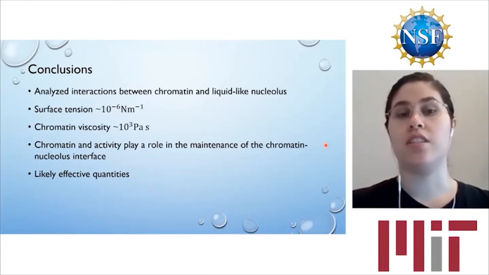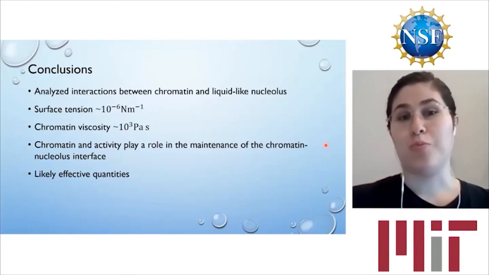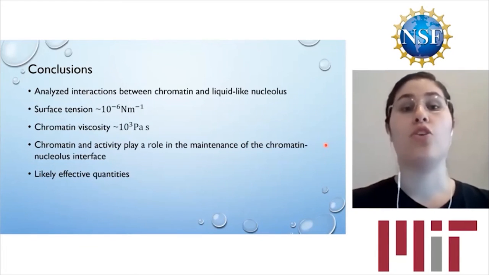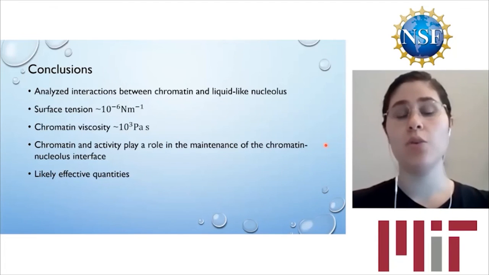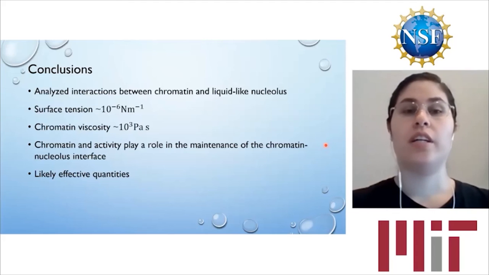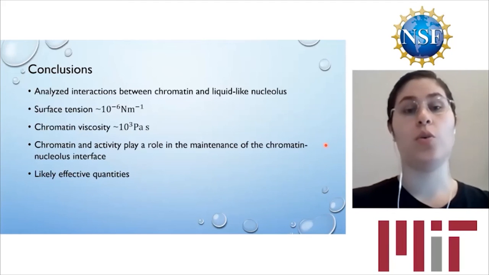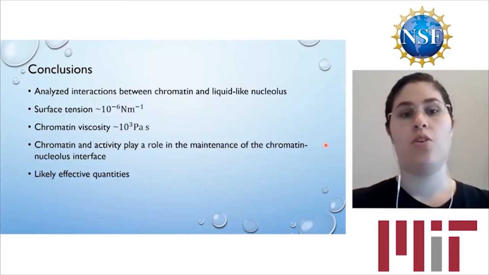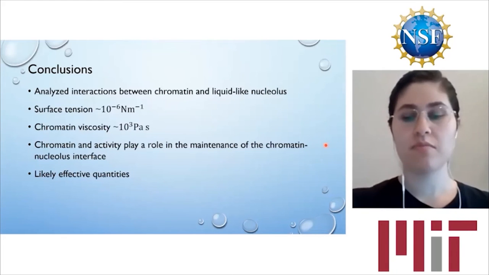So we just looked at the cell and looked at a natural probe, the nucleolus, in order to obtain this chromatin viscosity. We also found that chromatin and activity play a role in the maintenance of the nucleolar chromatin interface. And all of these quantities that we measure are likely effective quantities because we're only assuming that this is a passive system when we know that the cell is a highly active environment.